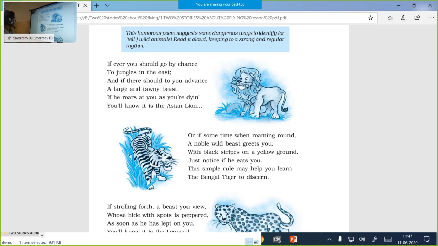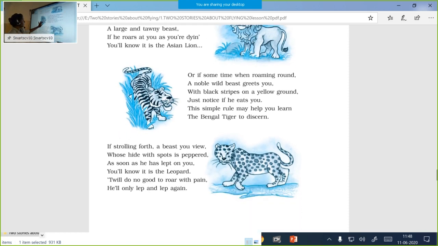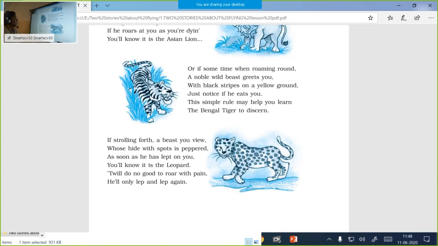Tawny beast, and if he roars at you as you are dying, if he starts roaring at you so loud as if you feel that you are about to die, you will know it is the Asian lion. It is certain that it is an Asian lion. In the next paragraph, she comes up with steps that would help you to identify a tiger.